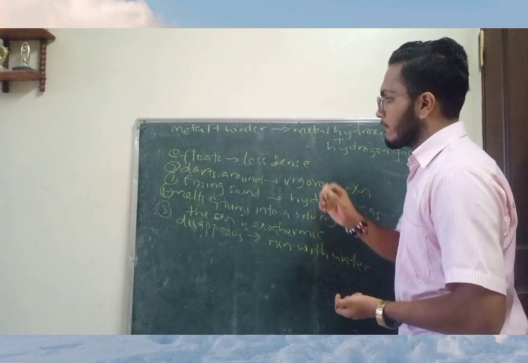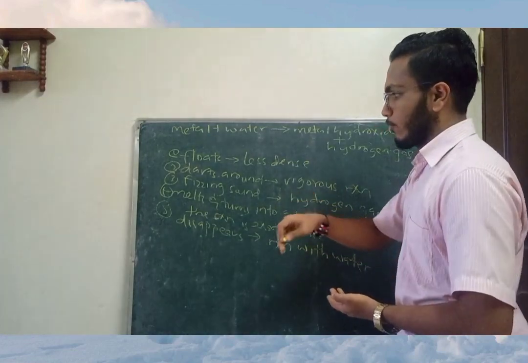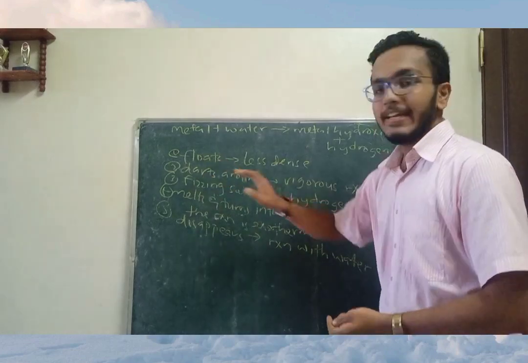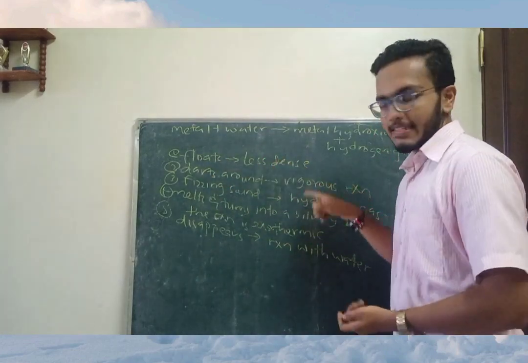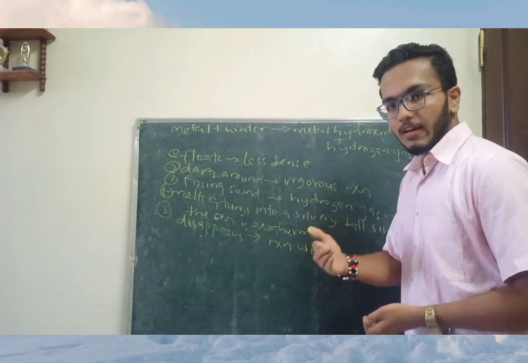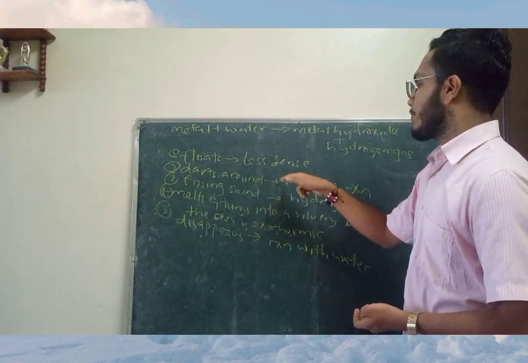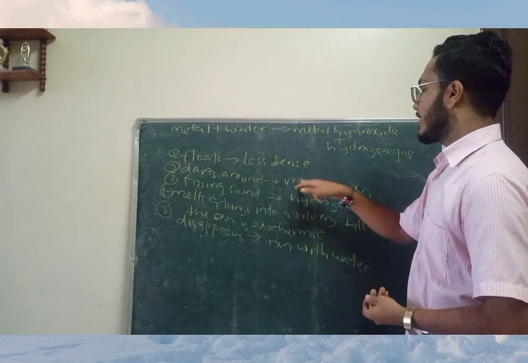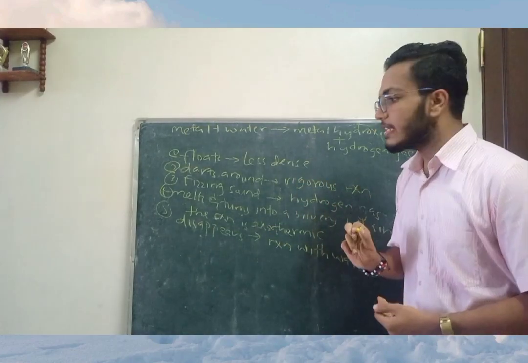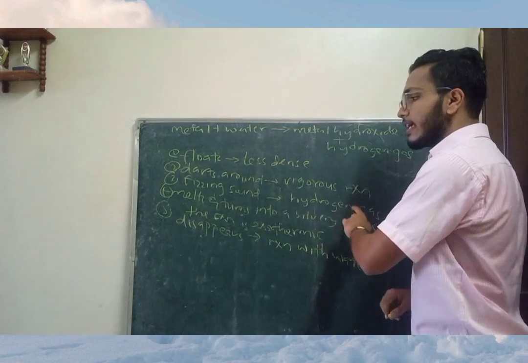When you put a sodium metal in water, you can do this experimentally in your lab. You will see that it floats. Why does it float? Because it is less dense. You will see that it darts around on the surface of the water. So why is it? Because that is due to vigorous reaction. You will hear a fizzing sound. Why will you hear the fizzing sound? Due to production of hydrogen gas.